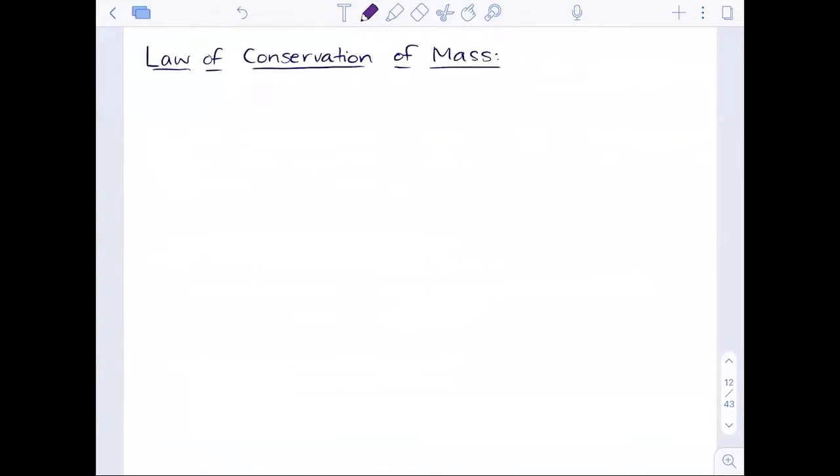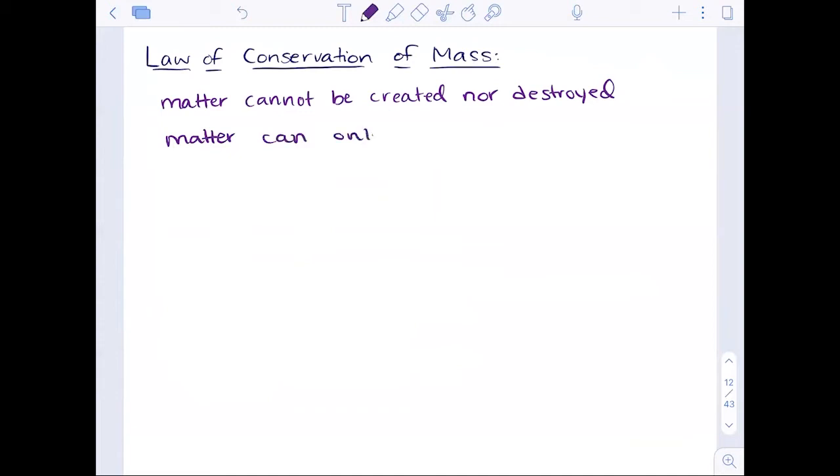All right, for the law of conservation of mass, this law states that matter cannot be created nor destroyed. Matter can be transferred, though. So I'm going to write that.